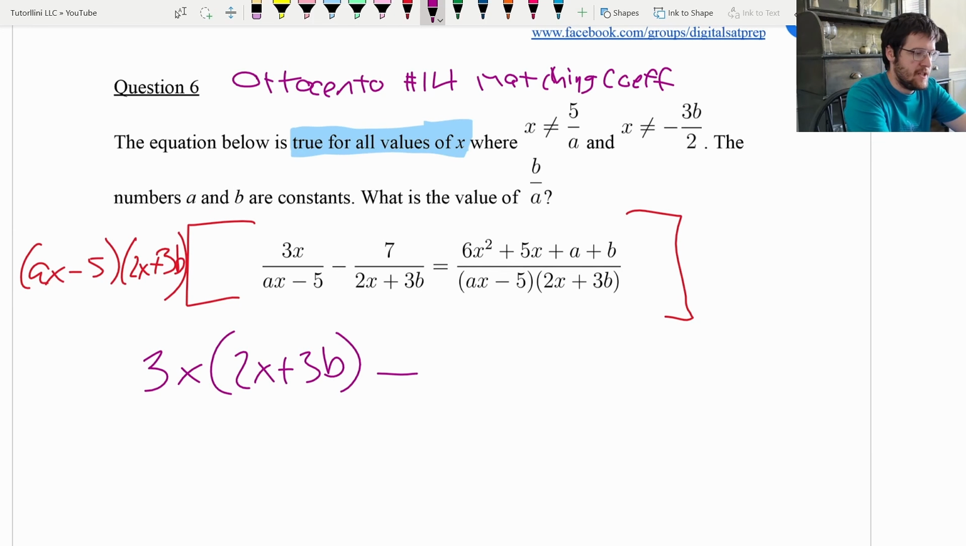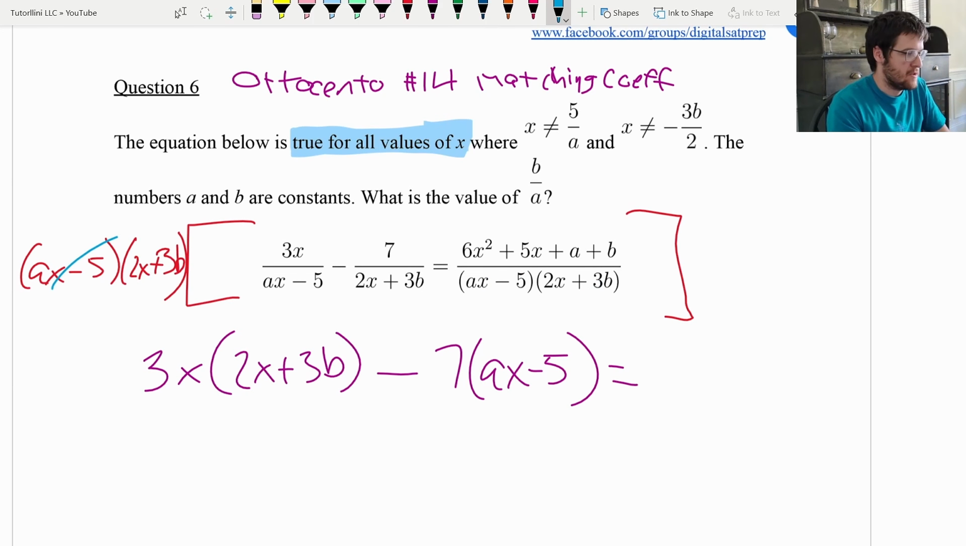And then we have minus, when we do it here, these guys go away, and we're left with 7 times (ax − 5). And then when we do it to the right side, both these guys go away, and we're just left with that big mess: 6x² + 5x + a + b.